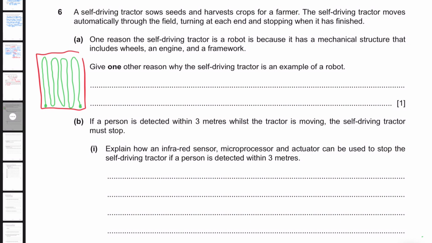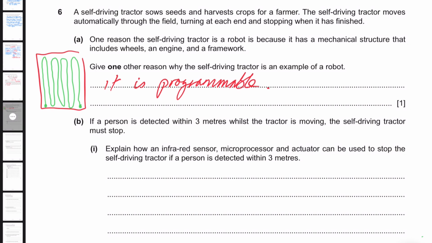Okay, it might have some kind of sensor on it which tells it where the end of the field is and to turn round, or it might have go a distance of this, turn round, go a distance of this, turn 180 degrees. So basically it can be programmed. It is programmable. Okay, that gives 1 mark. I mean, you could put it's powered by electricity, but I think that's enough.